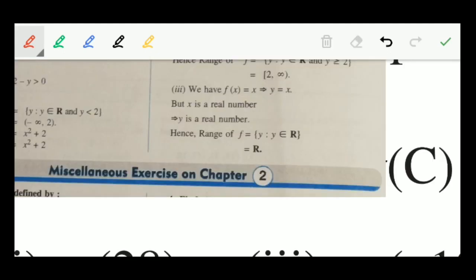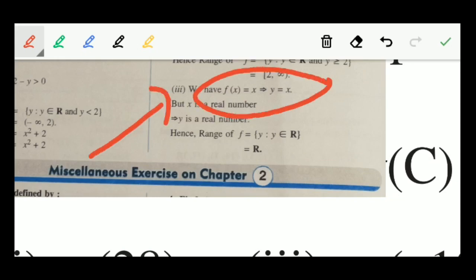Now see the third part. In the third part you can see f(x) is equal to x. It means y is equal to x. So this is an identity function, and we know what the range of the identity function is: all real values. So its answer is all real values.